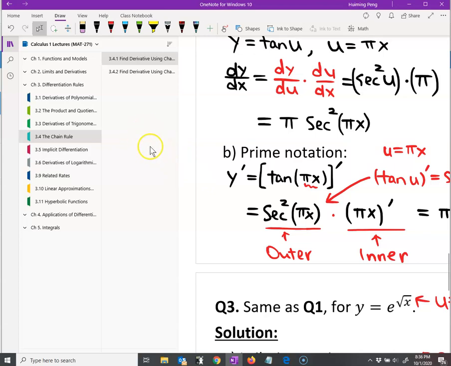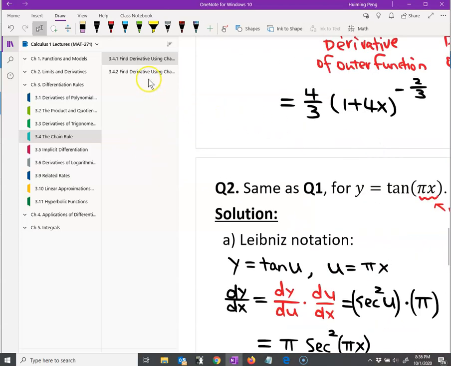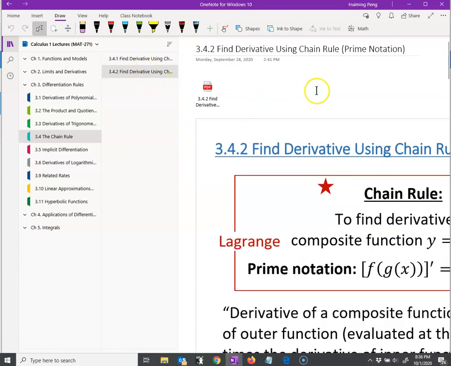In the next video, we are still going to deal with the chain rule. However, we will just focus on the prime notation. We will practice more with the prime notation.